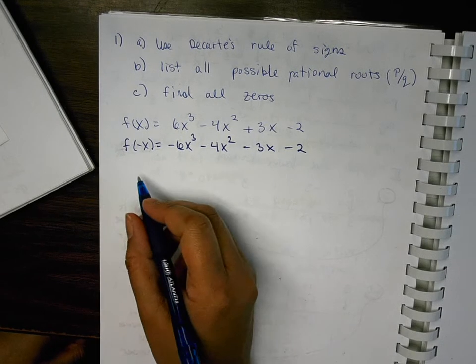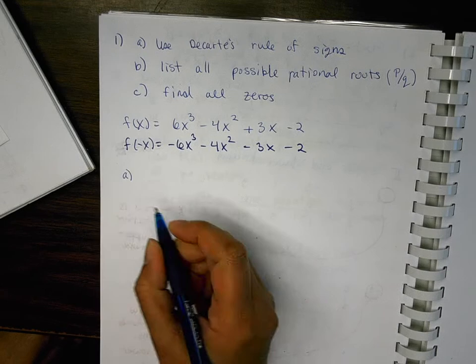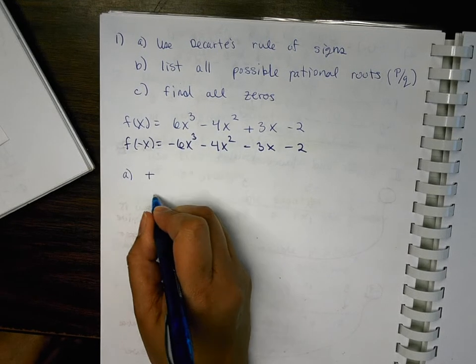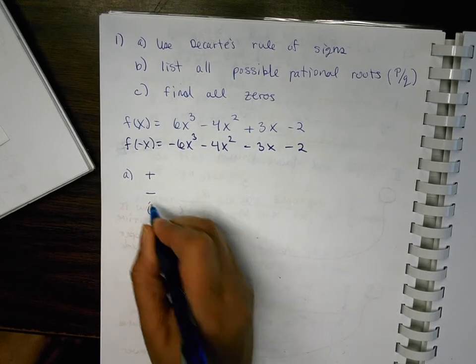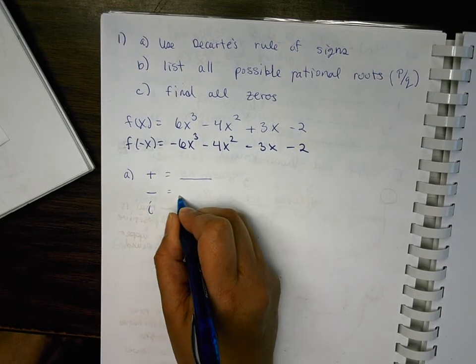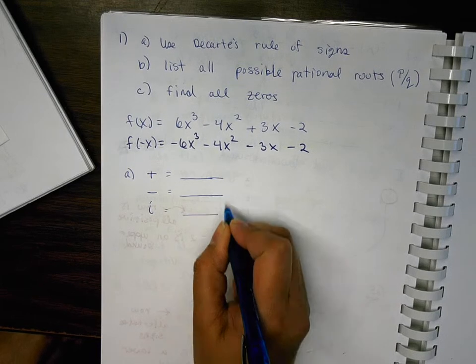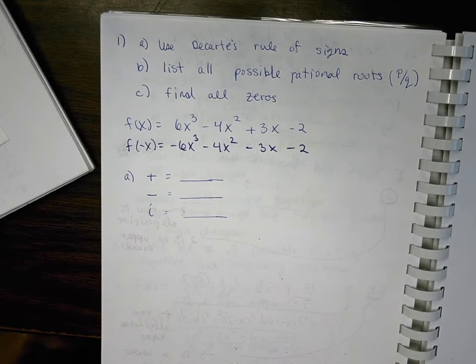All right, so part A: use Descartes' rule of signs to list the possible positive, negative, and imaginary. I'm going to do this as positive, negative, and imaginary. If that bothers any of you, then write out positive, write out negative, and write out imaginary. That is totally your choice.